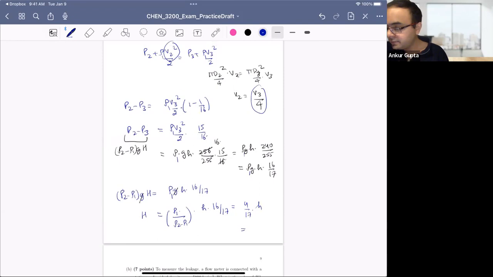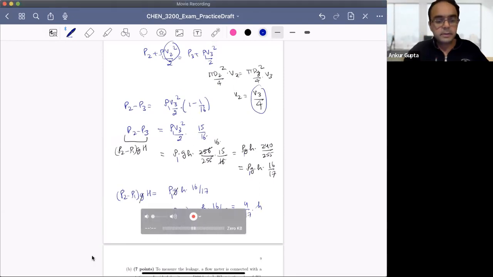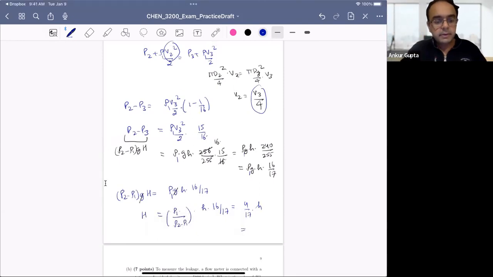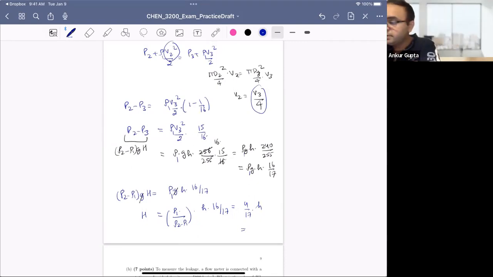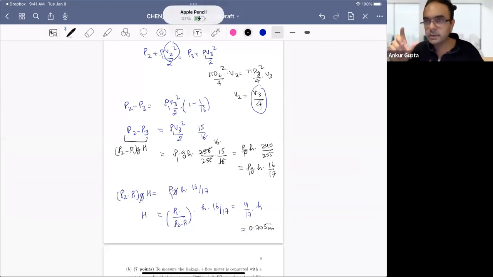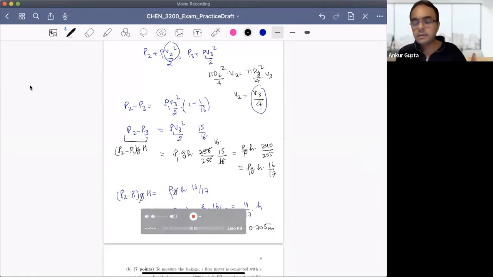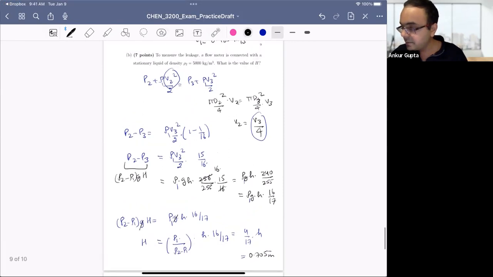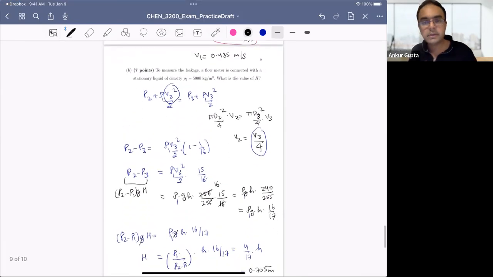And I believe h was 3 meters. So this is essentially 12 by 17. So 12 by 17 is 0.70 or 0.71. So you can say 0.705 meters. Okay, so it is smaller than h because we are measuring the same pressure difference using a heavier density, but this is essentially the idea. And then the last page of this part B being repeated. So that's it.